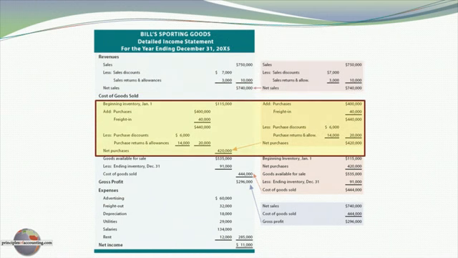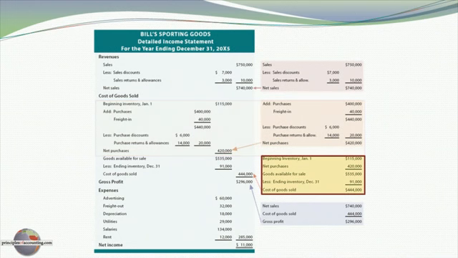The next section of the income statement is the calculation of net purchases. This is really exactly like on the previous screen where we have purchases plus freight in minus our discounts and returns. So we have $420,000 of net purchases. And continuing on, the net purchases are added to the beginning inventory, giving us the goods available for sale, $535,000, from which we subtract the ending inventory, $91,000, and that gives us our cost of goods sold of $444,000.